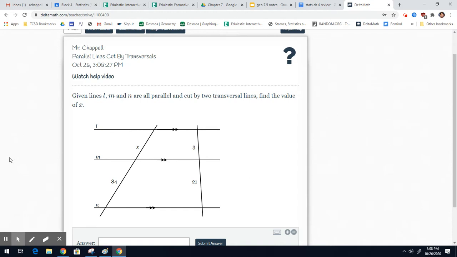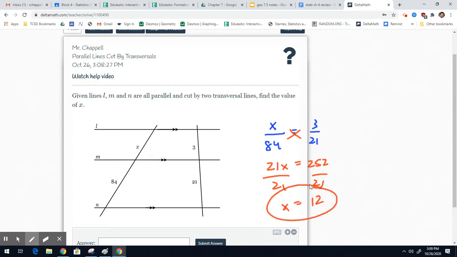All right, so here we go. It says lines L, M, and N are parallel, as you can see, and cut by two transversals. Find the value of x. So this is just like the side splitter theorem. I want to find x, put that on top of 84. That's going to equal, go back to the top here, 3 over 21. Cross multiply like you know. X times 21 is 21x. 3 times 84, let me use my calculator, is 252. Divide by 21, and x equals 12. And that's my value of x.